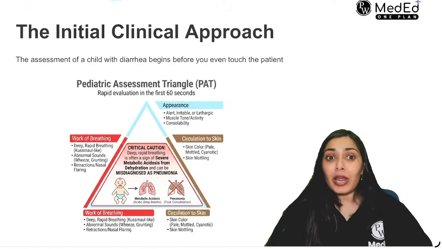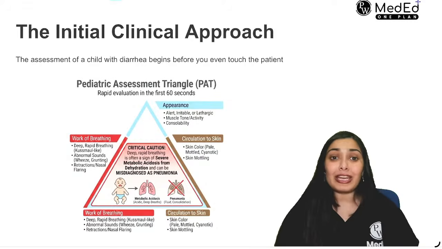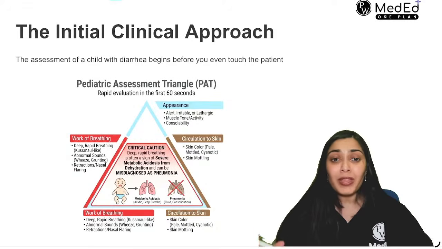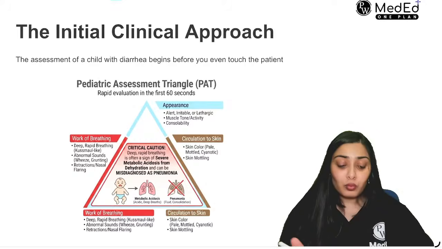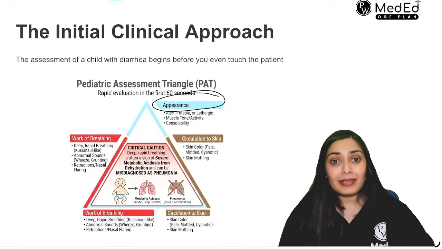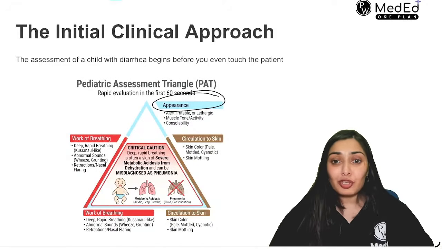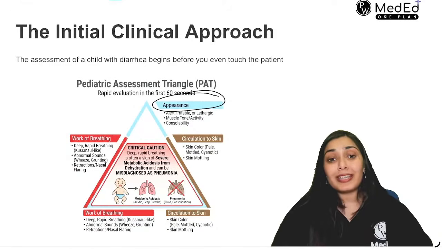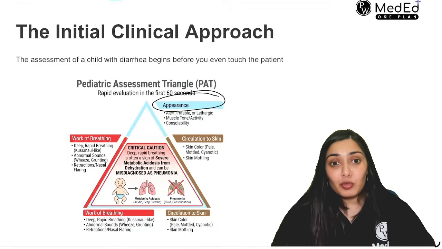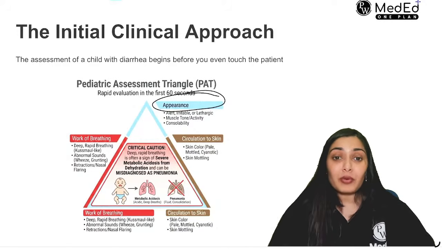So we have this triangle, the pediatric assessment triangle, in which very rapidly, in the very first 60 seconds, you have to assess the child. Firstly, you have to take care of the appearance, whether the child is looking alert, whether the child is irritable, whether the child is lethargic. Look at the tone or the muscle activity of the child, right? If there is hypotonia, the activity is poor, and the consolability. If the child is consolable or not, the cry is consolable or not, right?